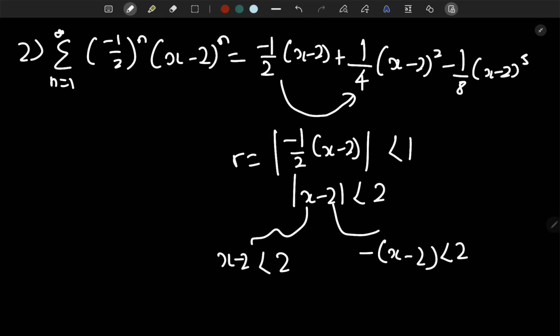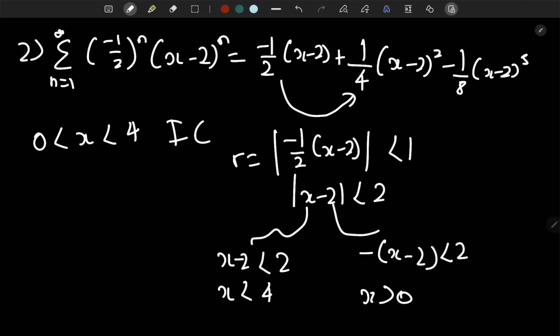So now let's just simplify it. Let's bring the negative sign to the other side. It's going to be x minus 2 is more than negative 2. And here we're just going to bring the negative 2 to the other side. It's going to be x is more than 0. And for the other one, x is less than 4. So our interval of convergence is 0 less than x less than 4. So this is our IC.